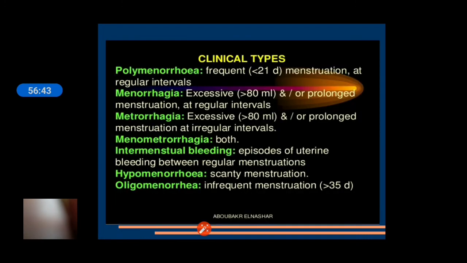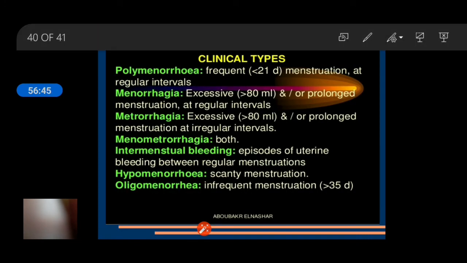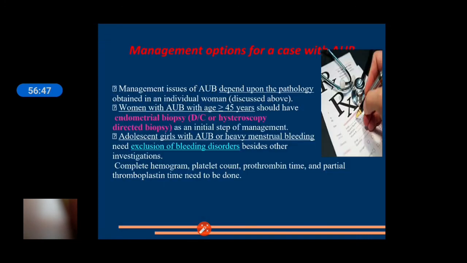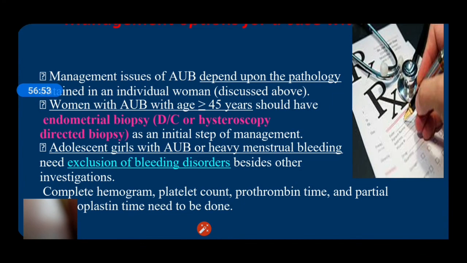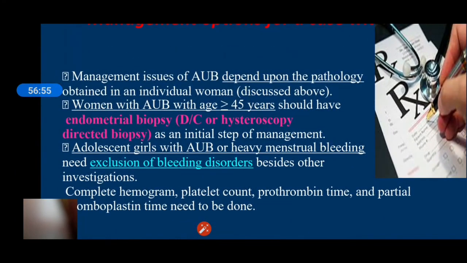So coming to the management options of a case with AUB, how you will manage. Management of AUB depends upon the pathology found in an individual woman. So first you have to rule out the pathology causing the AUB.